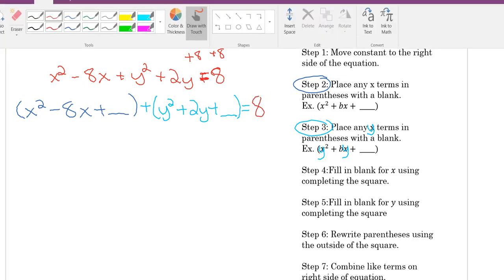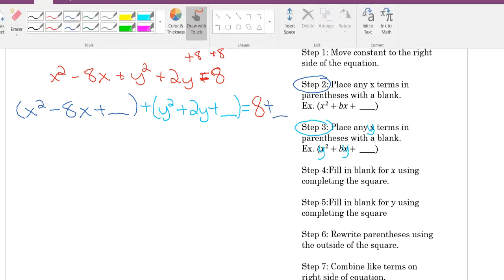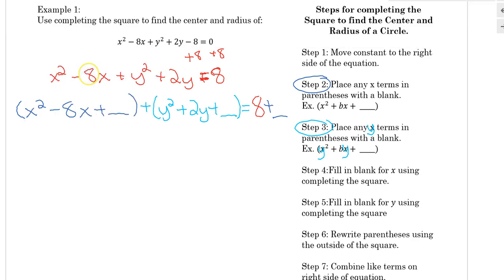Then I need both my blanks. And this is where it's going to be a tight squeeze, but that's okay. We'll just write over it. I added a blank here, and I added a blank here. Anything I do to one side, I have to do to the other side. So I need both of those blanks.